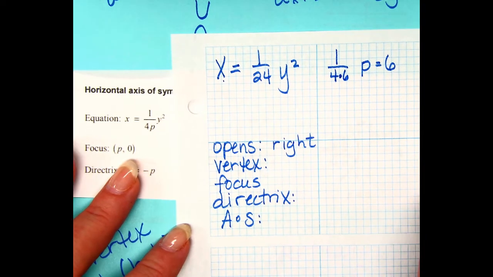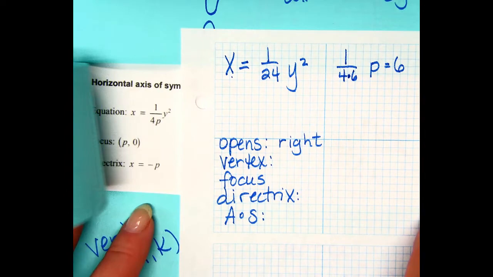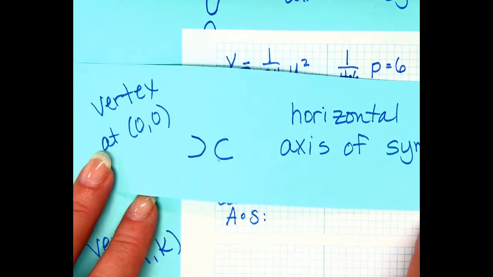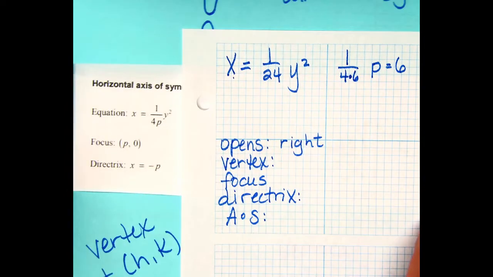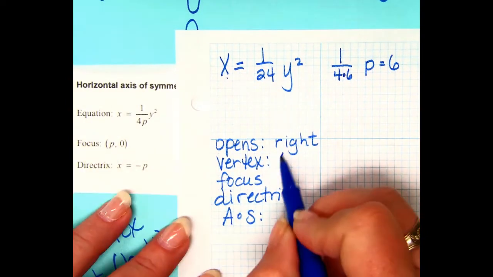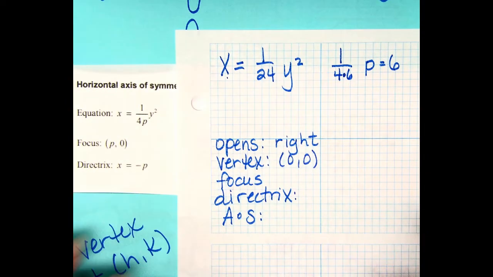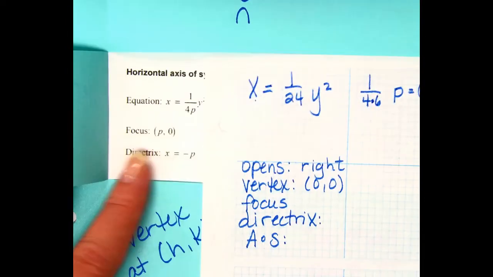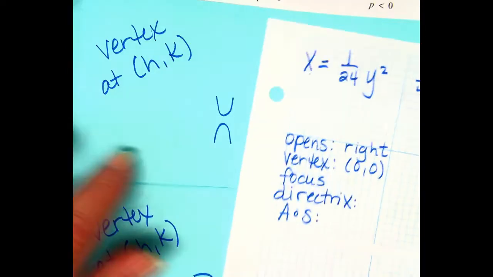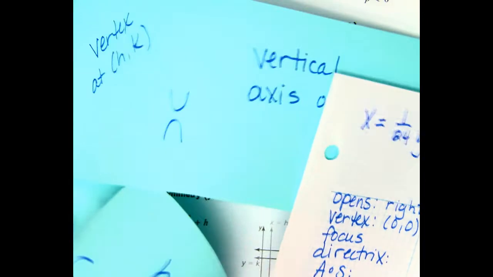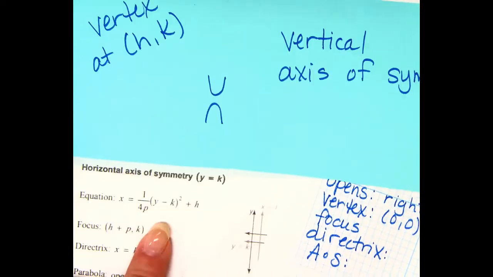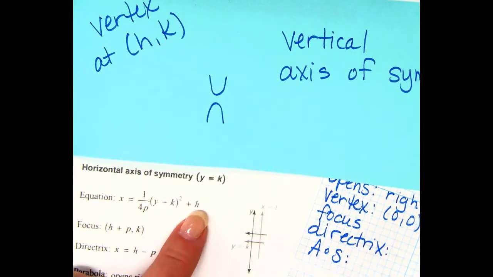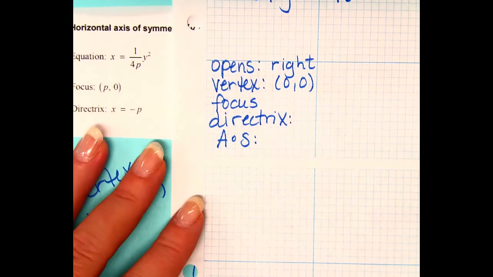Where's the vertex? It's at 0, 0, right? It's at 0, 0. Wait, how do I know that it's not somewhere else? Besides the fact that we're using this one? How do I know it's not at h, k? What does h, k look like? Oh, there's some parentheses involved and a number being added or subtracted after that. Do we have that here in this equation? We do not, so we know our vertex is at 0, 0.